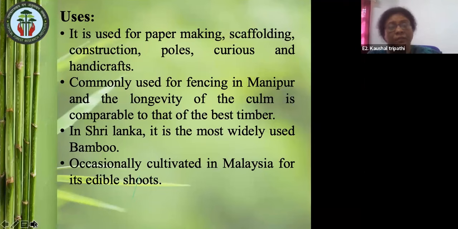And this is also a species which is used for paper making, scaffolding, construction, poles, curios, and handicrafts. It's also commonly used for fencing in Manipur. And the longevity of the culm is comparable to that of the best timber. In Sri Lanka, it is the most widely used bamboo. It's occasionally cultivated in Malaysia for its edible shoots.